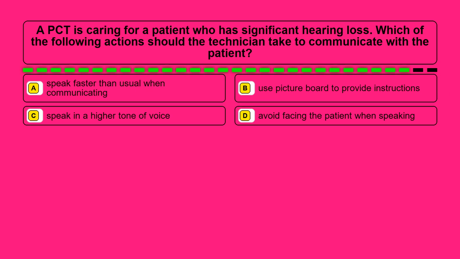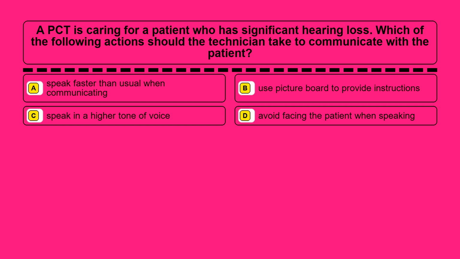Question 50. A PCT is caring for a patient who has significant hearing loss. Which of the following actions should the technician take to communicate with the patient? Option A. Speak faster than usual when communicating. Option B. Use picture board to provide instructions. Option C. Speak in a higher tone of voice. Option D. Avoid facing the patient when speaking.